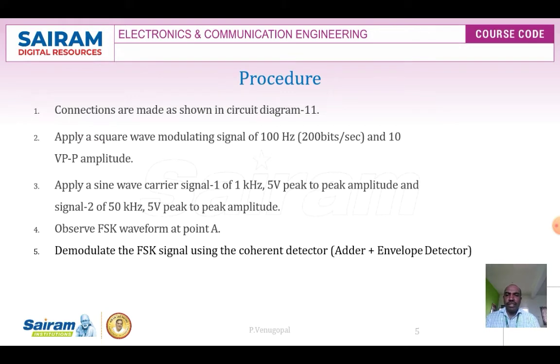So let us see the procedure. The procedure is very simple. Whatever was explained in the circuit diagram is itself the procedure. You have to apply the modulating signal of 100 Hertz and 10 volts peak to peak amplitude at the base of the transistors, and for the carrier signals, one is high frequency and the other you can select as low frequency. Then observe the FSK modulated output at point A and apply this modulated output as the input to the demodulation circuit. At the end of the coherent detector, you can detect the original signal back.